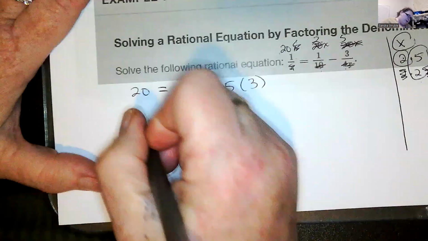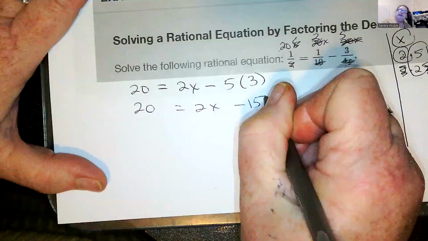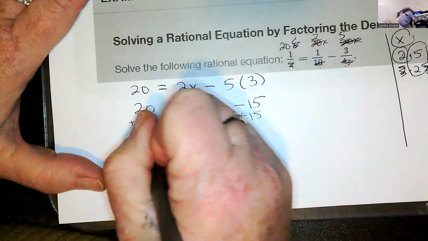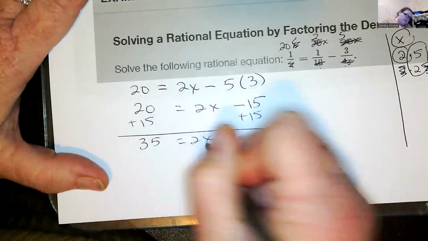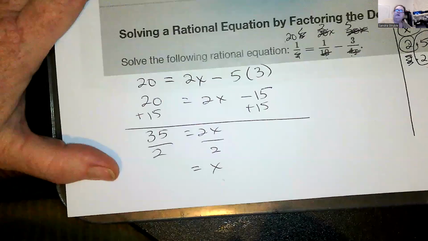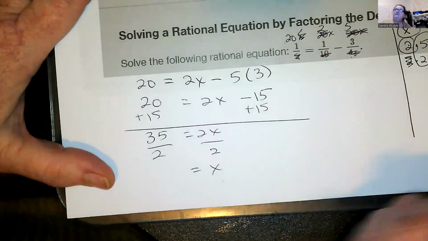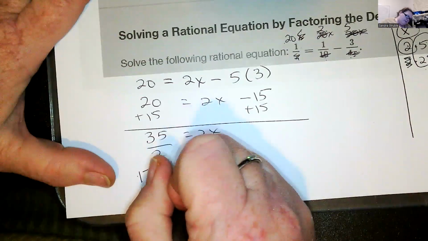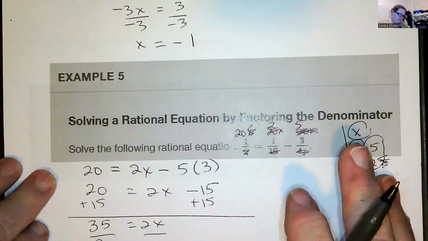So 5 times negative 3. All right, so we have 20 equals 2x minus 15. I'm going to take 15 over to the other side. And we get 35 is equal to 2x. Divide both sides by 2. And we get x is equal to, looks like 17.5 or 17 and a half, or just 35 over 2. So I'm just going to go ahead and write 17.5 to make some of y'all happy. All right. And that is it for that one.